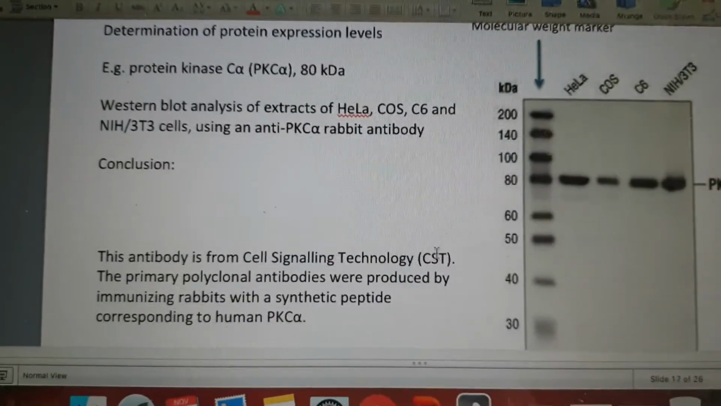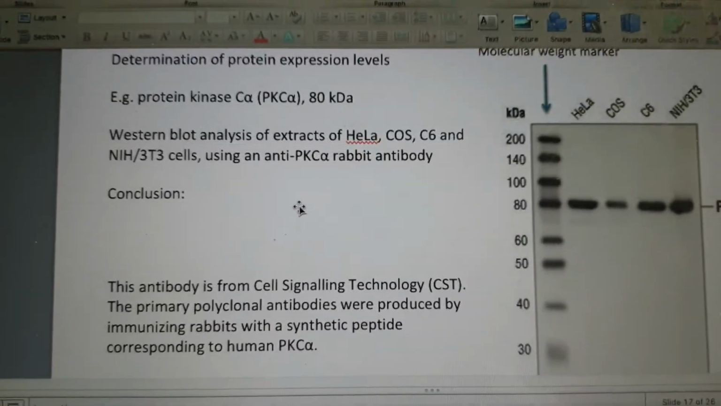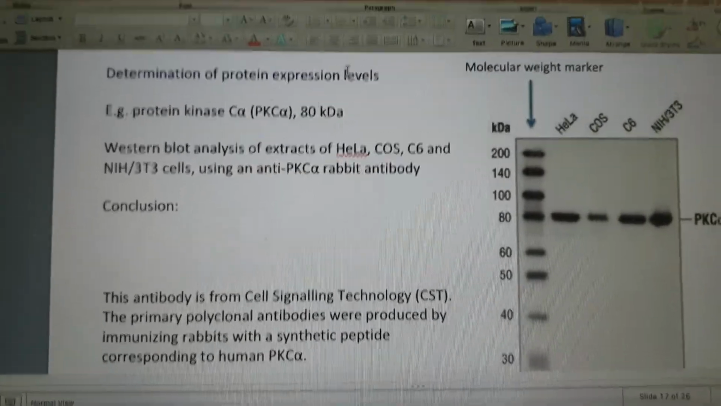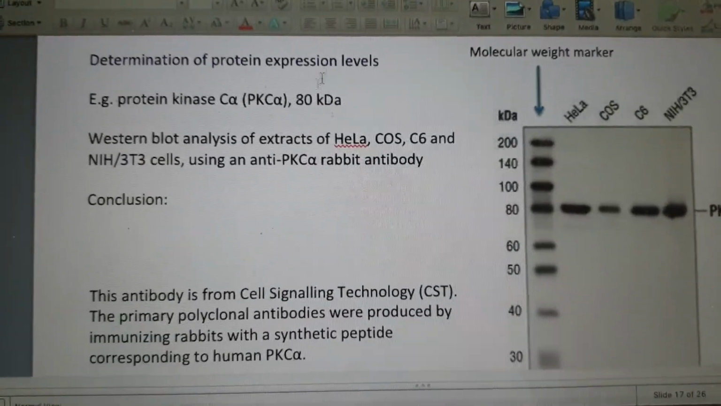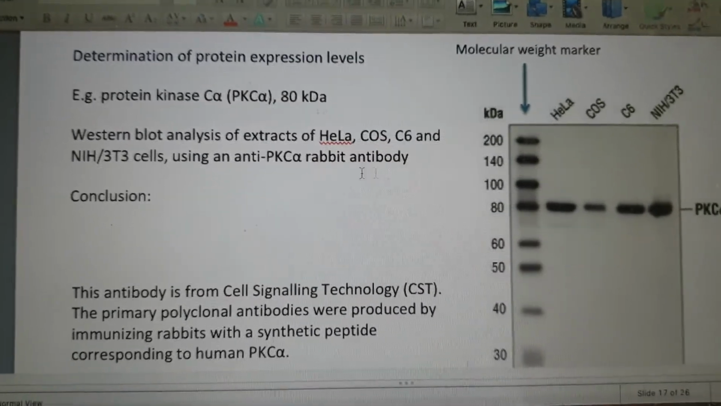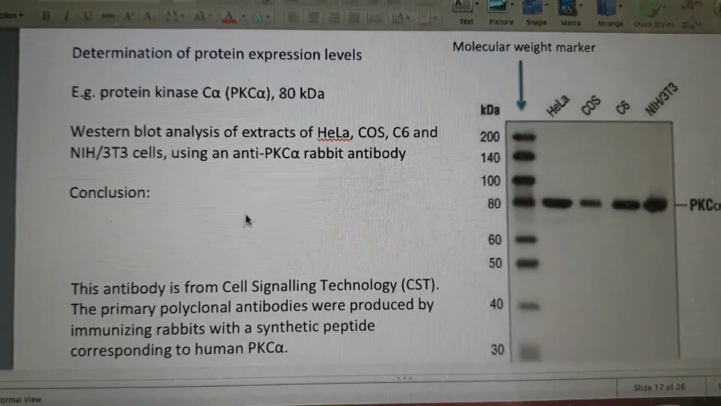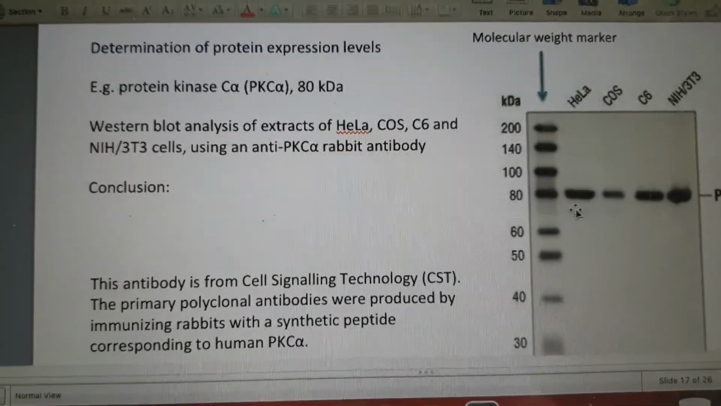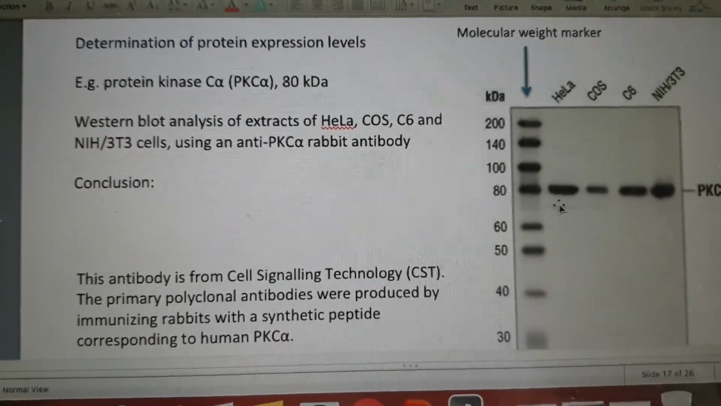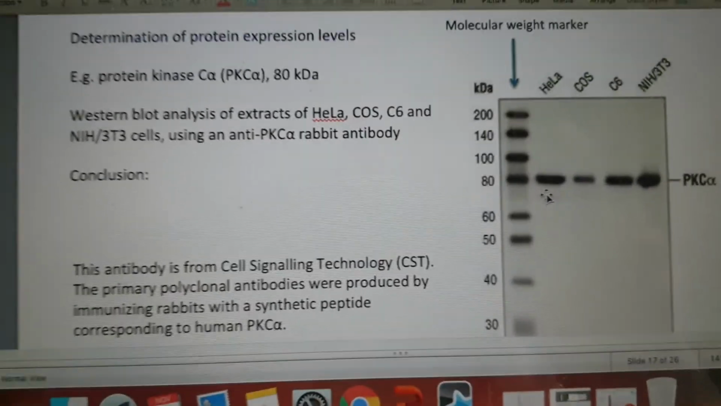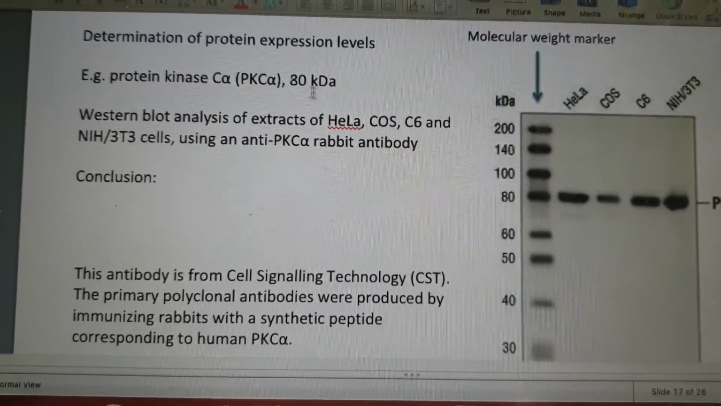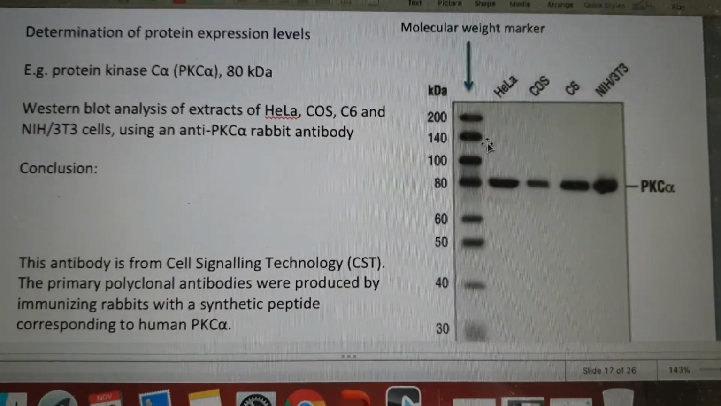So in this quick example question, we're wanting to look at how we can apply our knowledge of Western blotting to come up with conclusions for this Western blot. We're told that we are looking at protein kinase C alpha, which has a molecular weight of 80 kilodaltons, and that can be seen in the Western blot here.